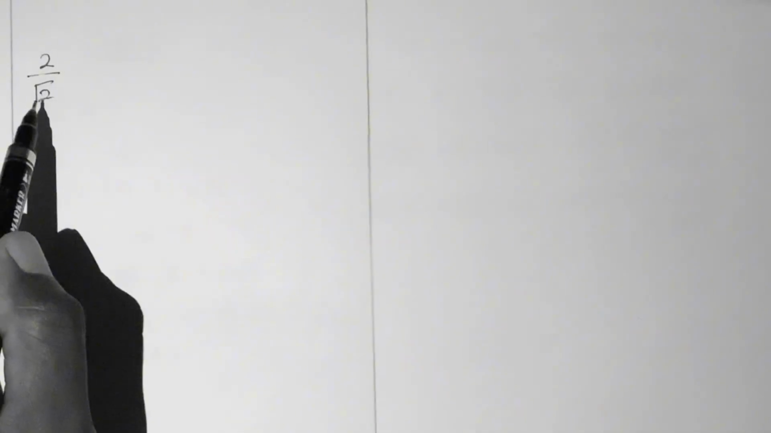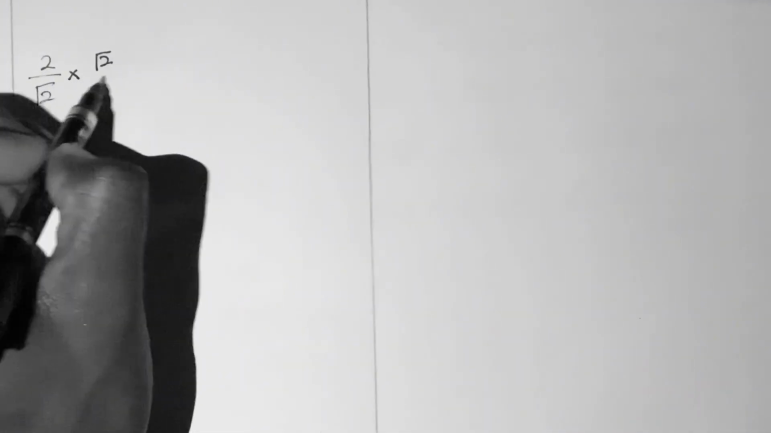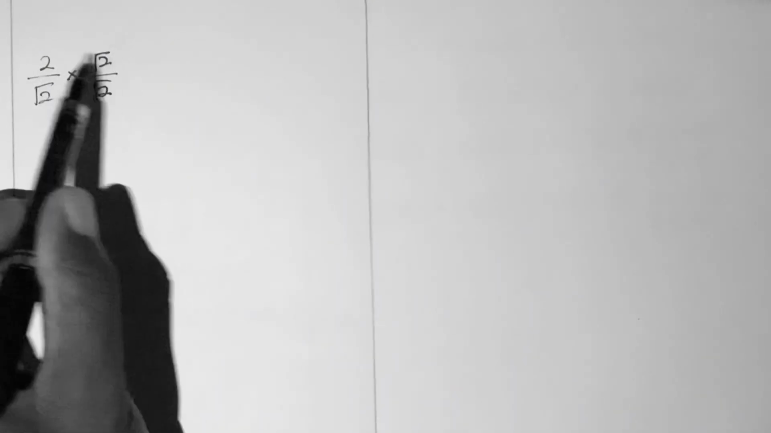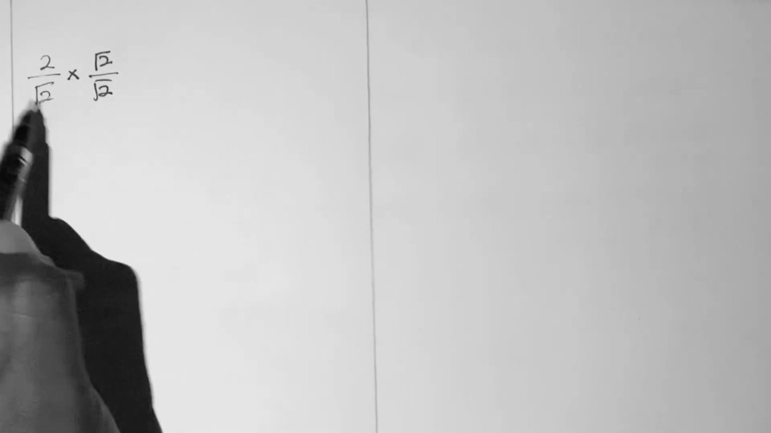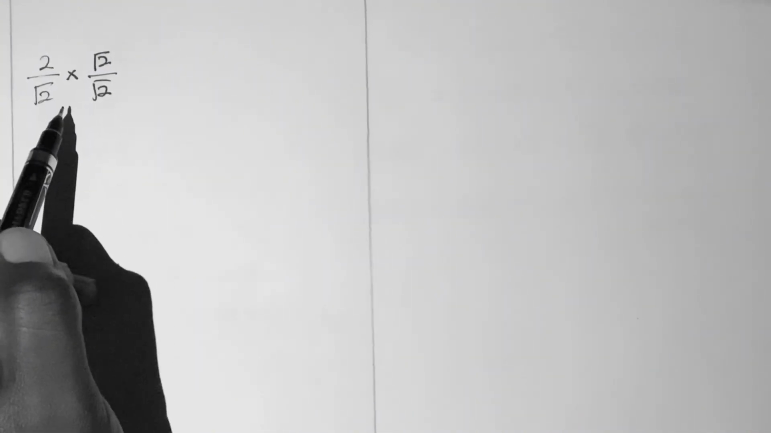So assuming we are given this surd 2 over root 2, how do you rationalize this surd? The rule says that multiply both the numerator and the denominator by the denominator. So this becomes square root of 2 divided by square root of 2. You see that square root of 2 divided by square root of 2 is 1, and 1 times any number is that number, and therefore we have not changed the question in any way. We've only written it in a better form that is solvable.